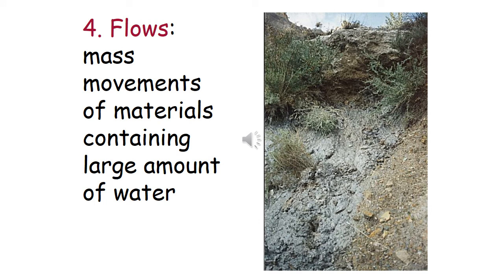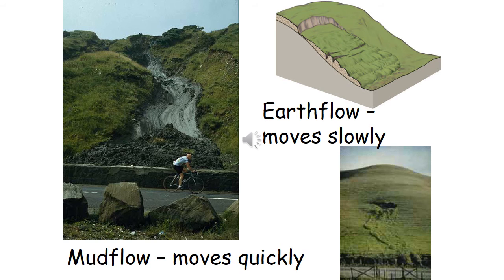Our next type of mass movement is a flow. This is mass movements where there is a large amount of water in the soil or the sediment that's moving. And so it moves like a river might move down a river channel. When a flow occurs, we can have either a mud flow, and that moves very quickly, and it's very, very fine particles. And then we also have an earth flow, and that's a little bit more of a slow movement. We can slowly see a piece of the earth sliding down a hillside.